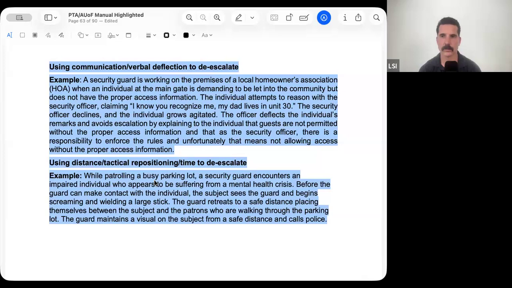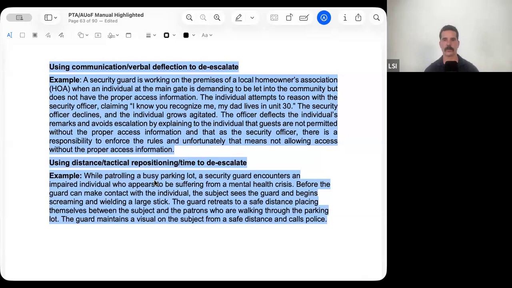The officer deflects the individual's remarks and avoids escalation by explaining to the individual that guests are not permitted without the proper access information, and that as the security officer, there is a responsibility to enforce the rules, and unfortunately, that means not allowing access without the proper access information.